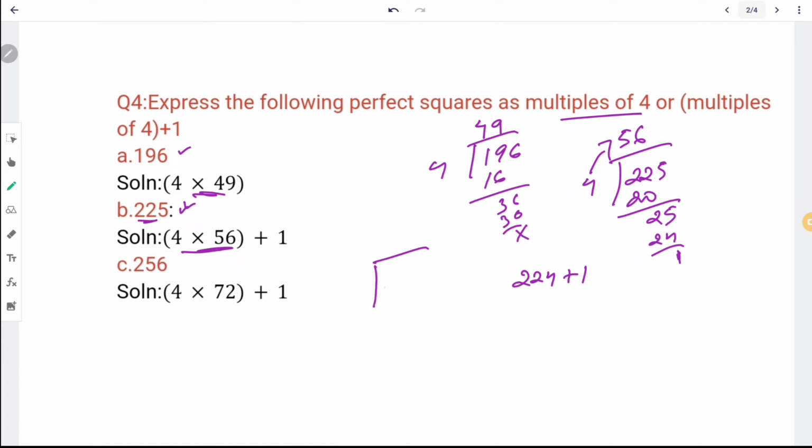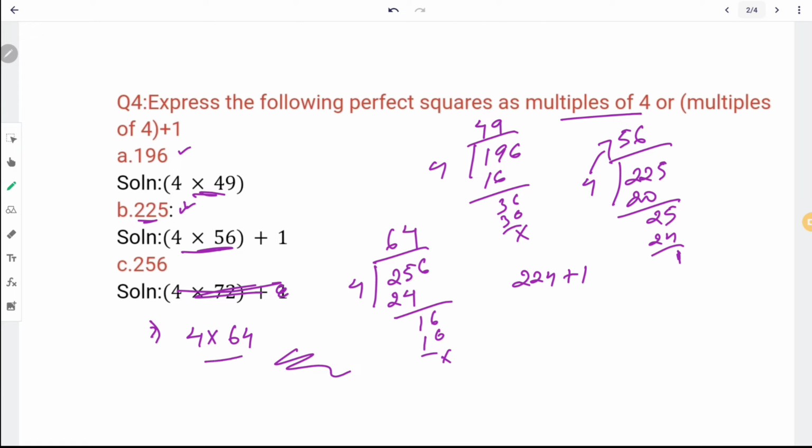Let us do C also. 256 divided by 4, 4 6s are 24, 1 in hand, and then 4 4s are 16. It will be 4 into 64. Here we get it straight away, so multiples of 4 directly. All right, 4 into 64, not 4 into 72. 4 6s are 24, 1 in hand, and 16, 4 4s are 16. Multiples of 4 or multiples of 4 plus 1.